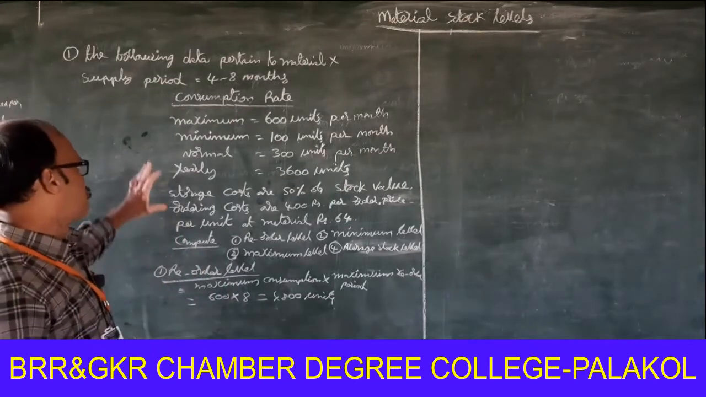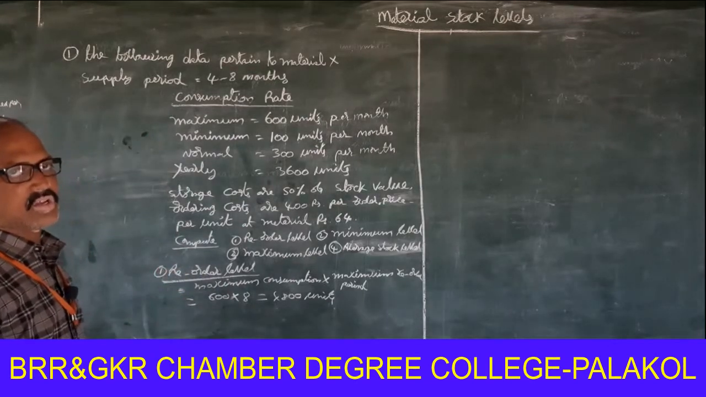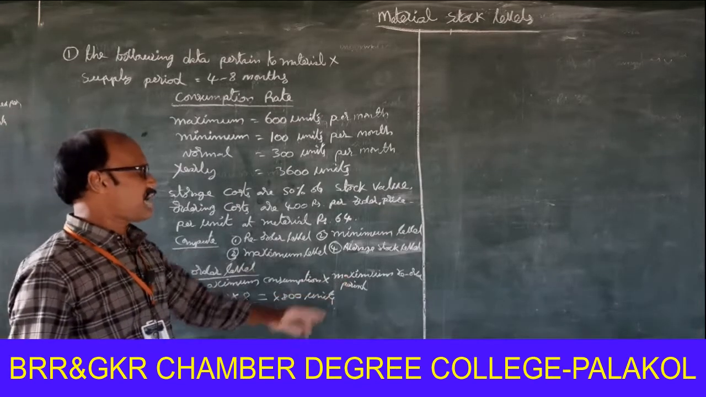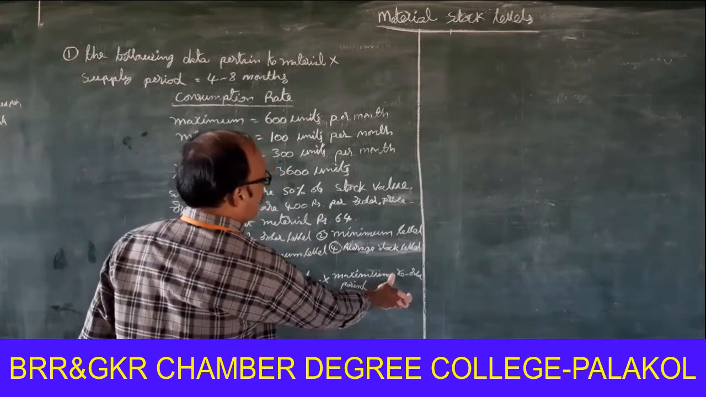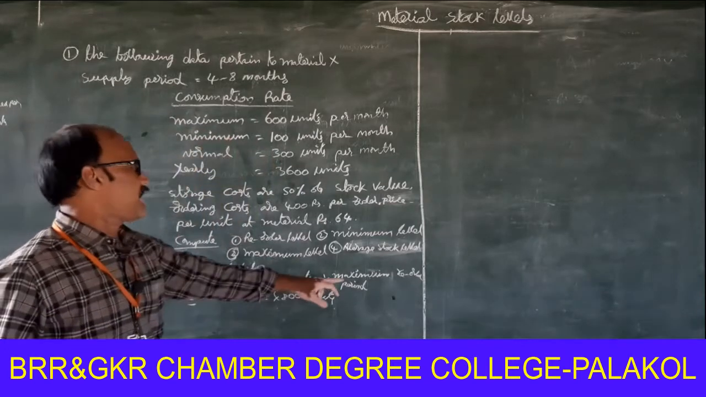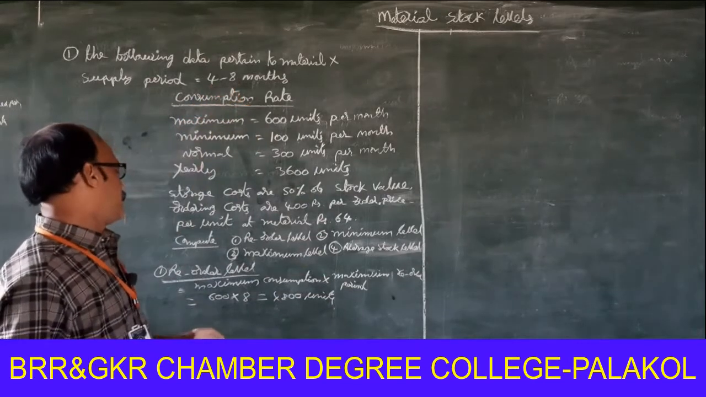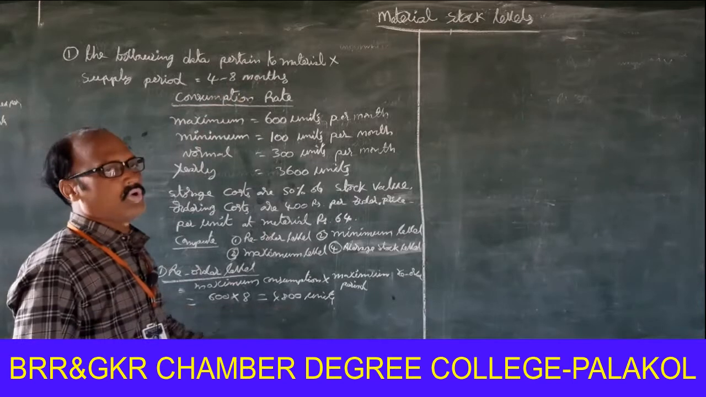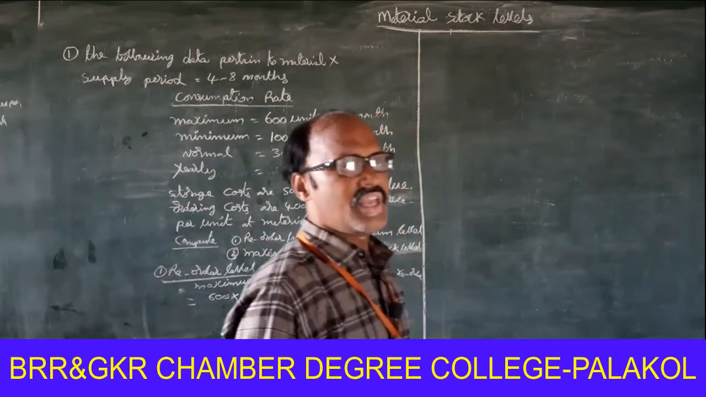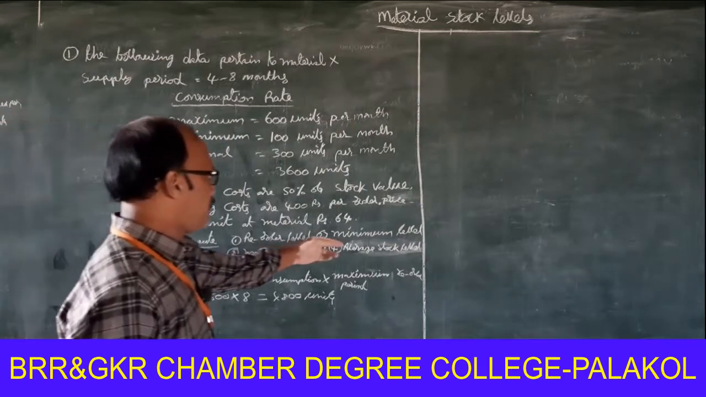Once again, for calculation of reorder stock level, the following principle is to be applied: maximum consumption into maximum reorder period. Maximum consumption is 600 units, and this is the maximum reorder period. That's why 600 into 8, that is equal to 4800 units. The 4800 units is to be treated as reorder stock level. Right. Next one is minimum level.